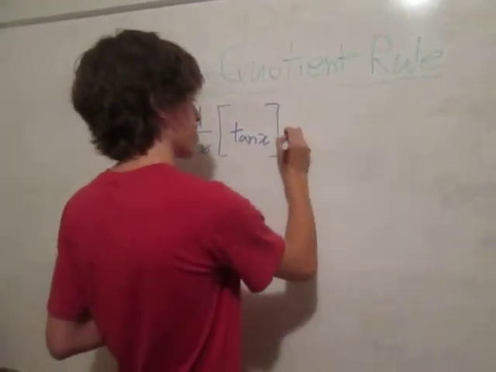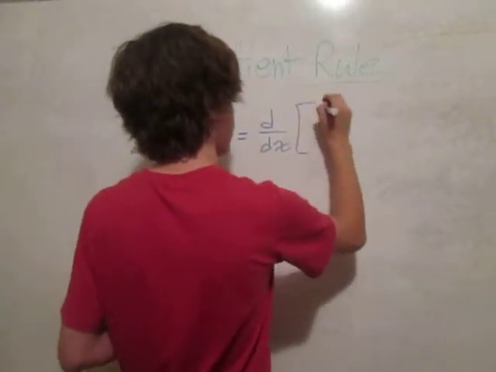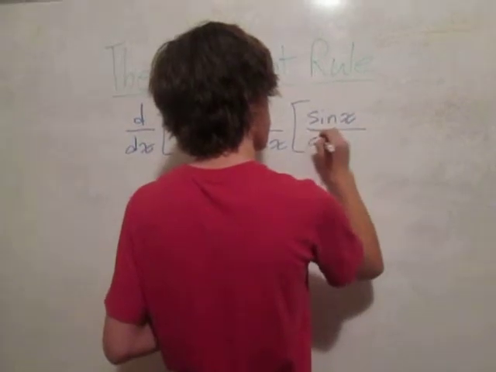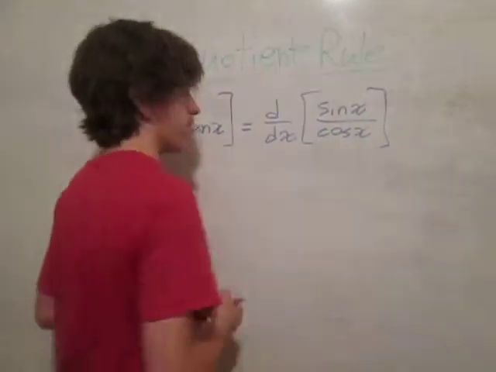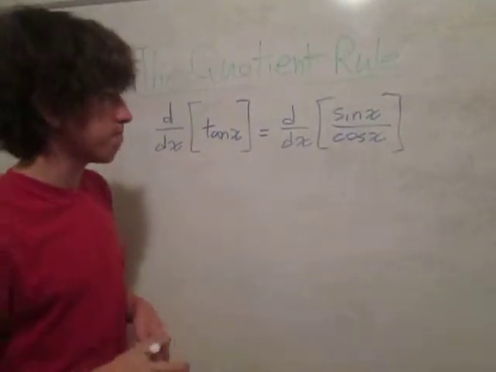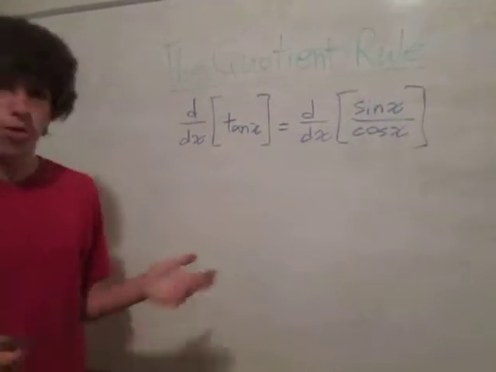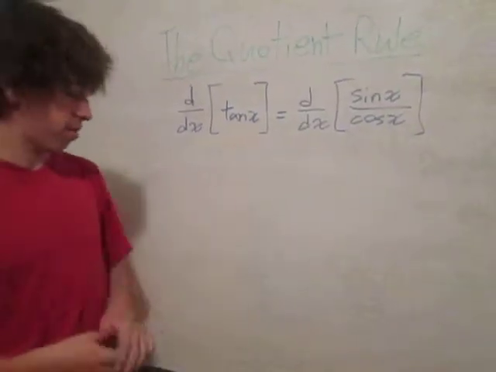This is the same as taking the derivative of the sine of x over the cosine of x. And we'll have videos on that in the future. Now, what do we remember from the quotient rule, or really just the product rule? Well, I'm going to turn to the product rule first to solve this.